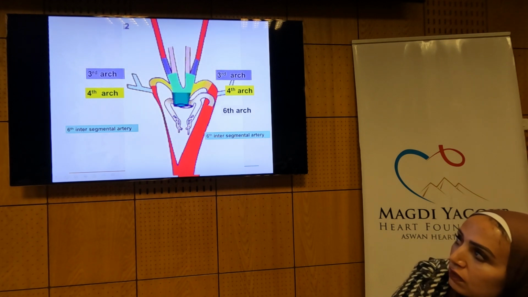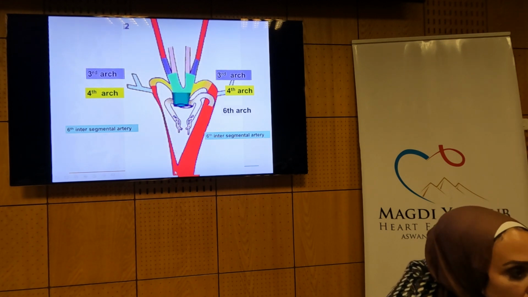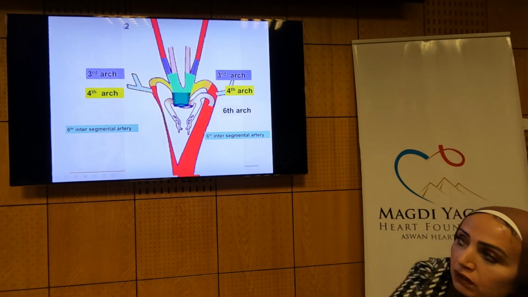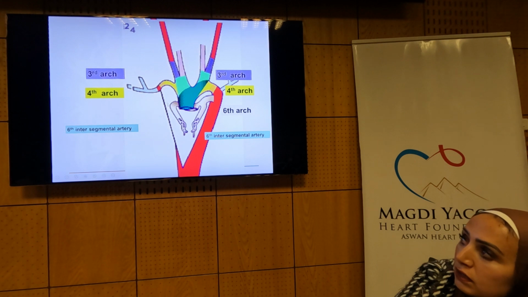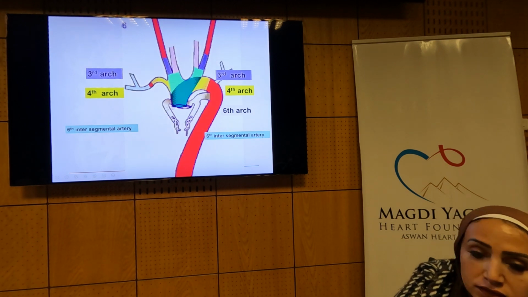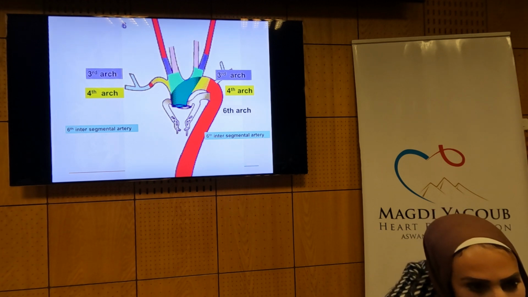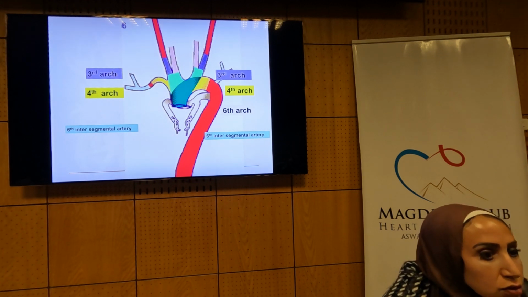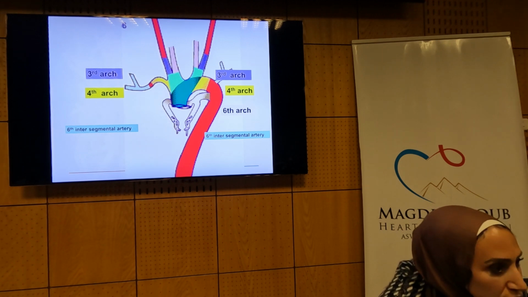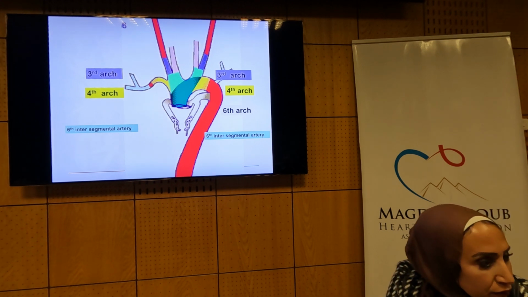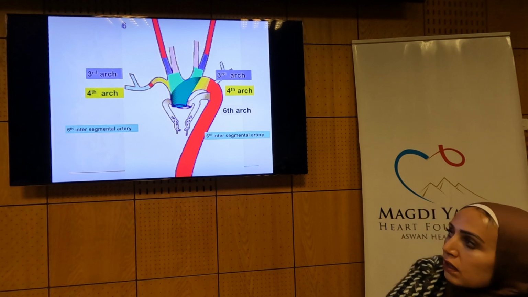Okay, go forward. Now the right side has completely disappeared, and the sixth intersegmental artery continued to creep above, and here it is going, and this is the arch that we saw in the first place with colors. A bit complicated, but if you understand that this aortic arch is not a homogeneous structure, it's a heterogeneous structure, you can understand the expected pathology or expected anomalies in that arch.